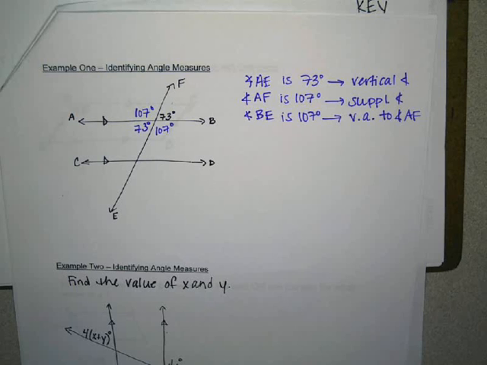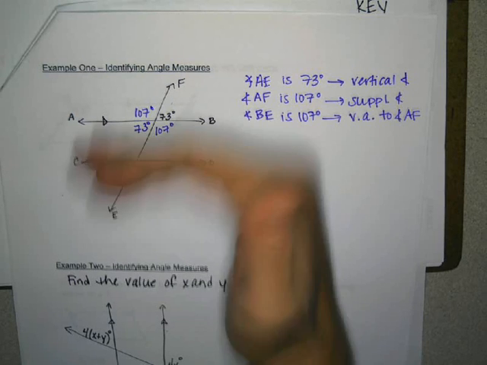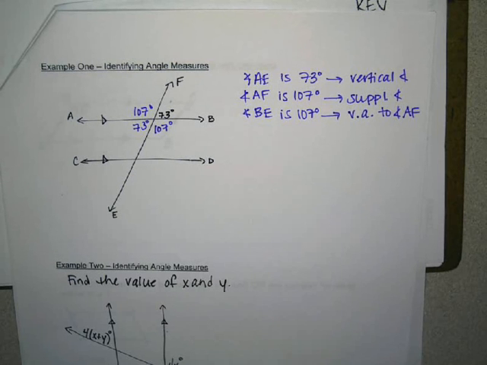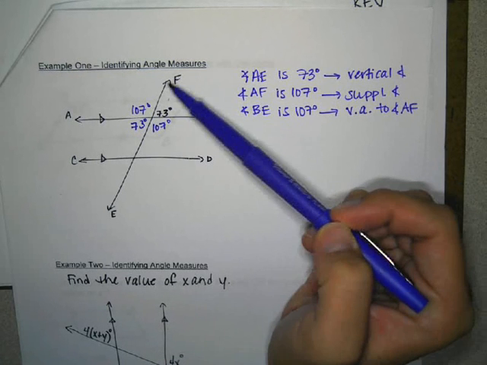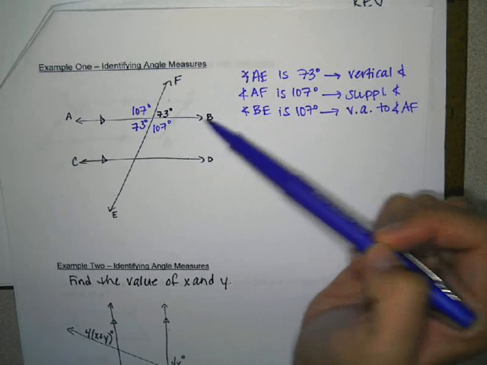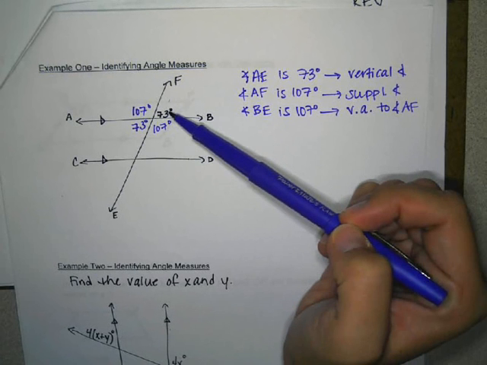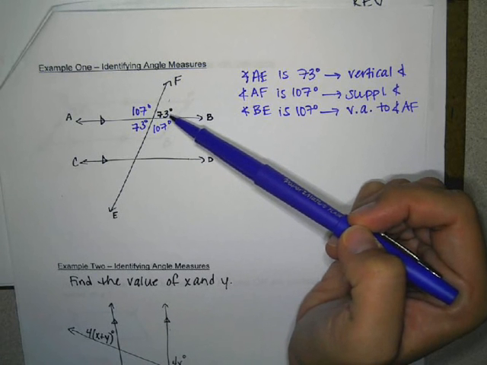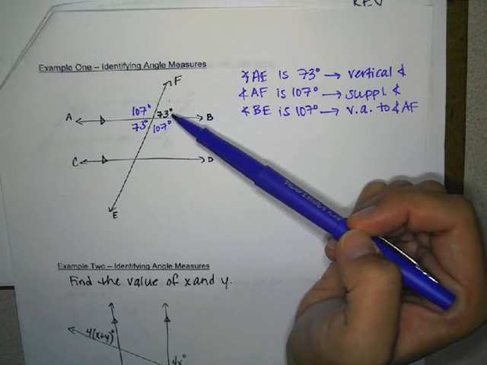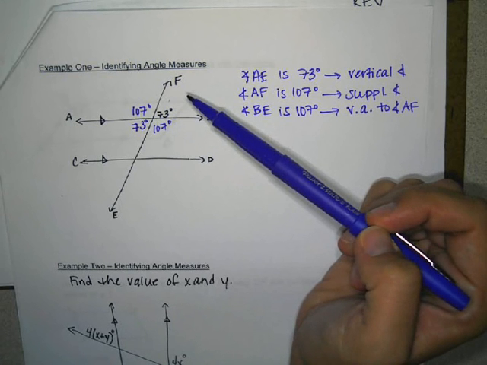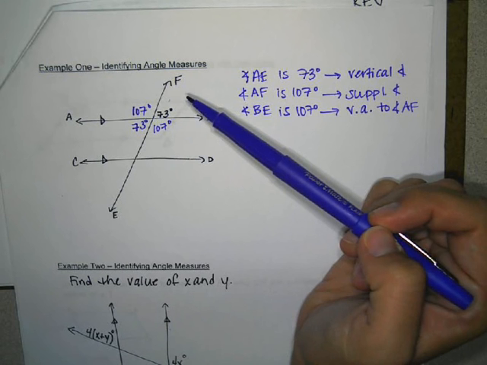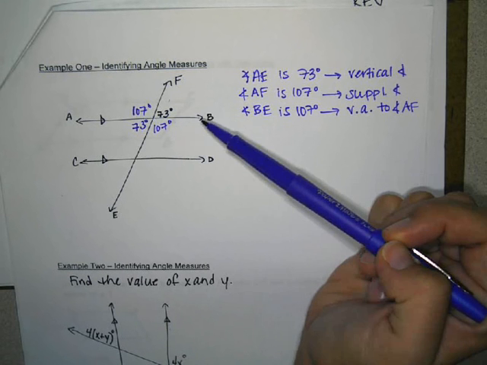Where the transversal with the alternate exterior and all that comes into play is when you add a second parallel line. Now, 73. So I'm going to go back to the original one they gave me. That's angle FB. What angle is the alternate exterior angle? So opposite side of the transversal on the outside of the parallel line. What angle is the alternate exterior?